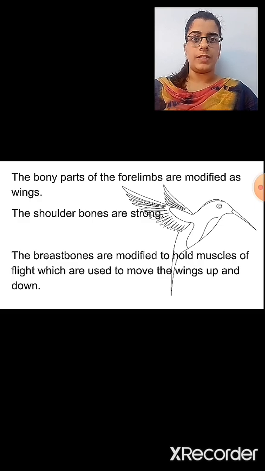The shoulder bones of the birds are strong. The breast bones are modified to hold the muscles of flight, which are used to move the wings up and down. So we have seen how the birds fly. Their hind limbs are modified for walking, their forelimbs are modified as wings due to which they can fly. And the breastbone is strong so that they can move their wings up and down.